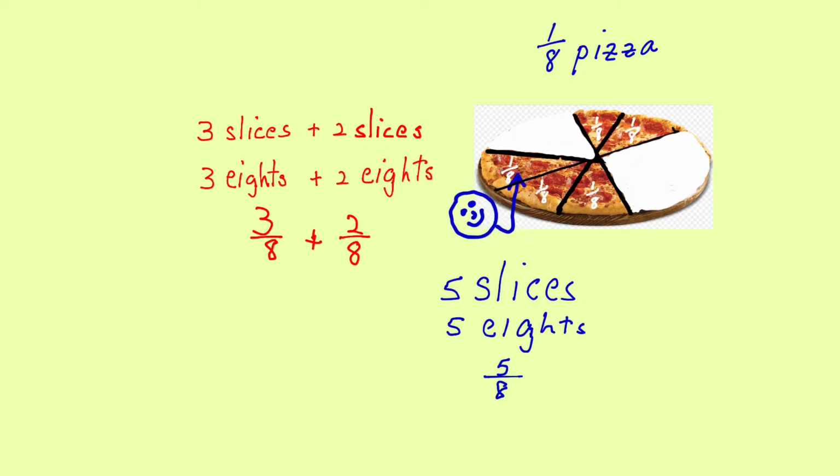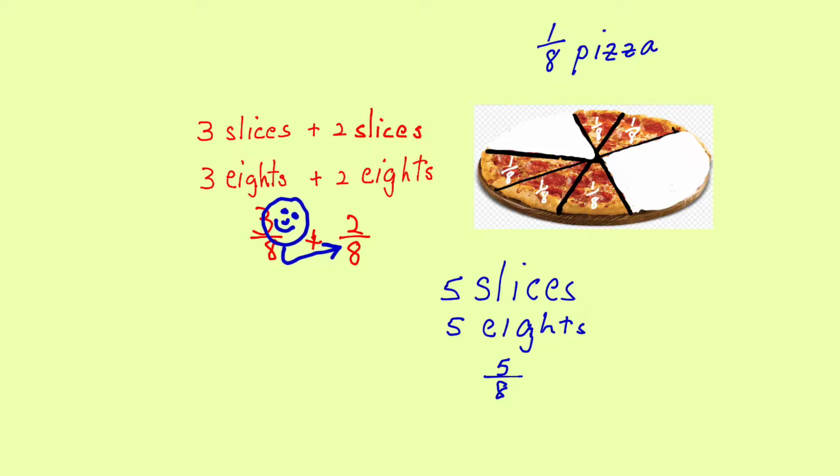The picture we are looking at is 3 slices plus 2 slices. 3 slices plus 2 slices can be written as 5 slices. Since each slice is called an eighth of the pizza, we can say 3/8 plus 2/8 for this picture. And adding the 3 and 2 together, because they're both counting the same thing, called eighths, we can write the answer as 5/8. 3/8 is written like this.